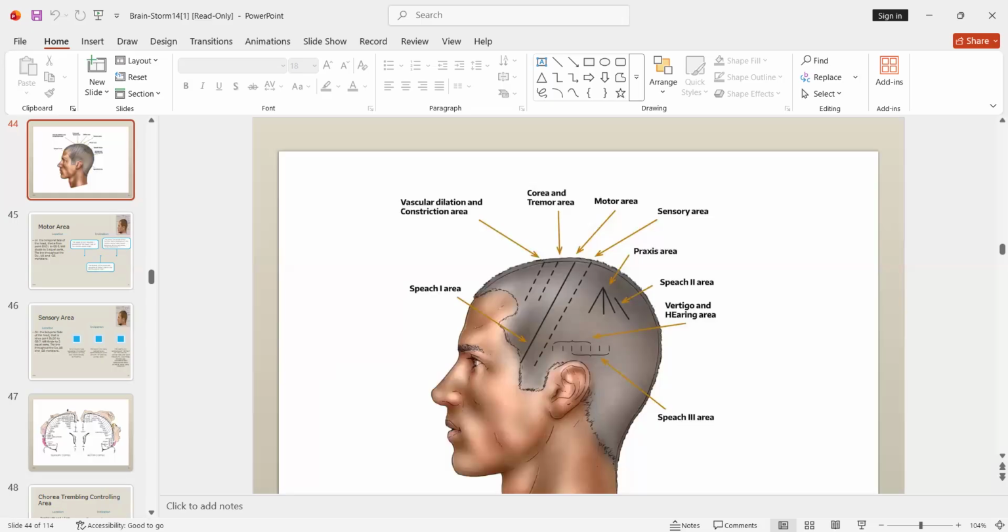Then I think I made a mistake. The lower border of the motor area should be a line from the top of the eyebrow to the end of the occipital protuberance. So that should be the lower border of the motor area and the sensory area. Then the vascular and the chorea tremor area is 0.5 centimeters anterior to the central line.